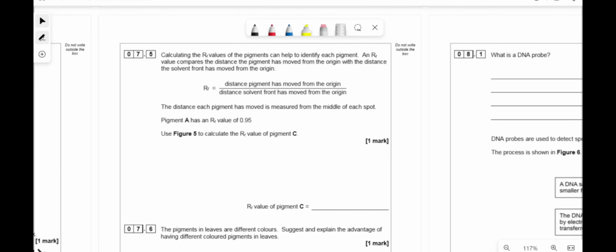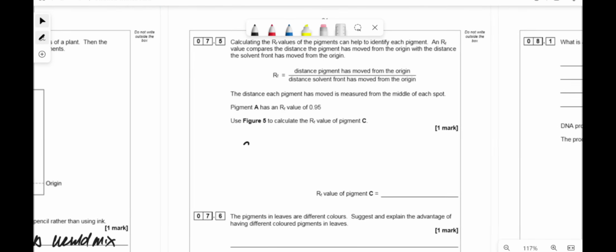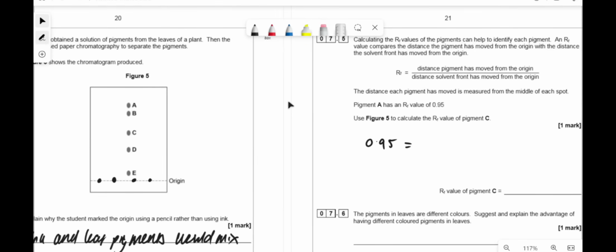Okay, so it says calculate the RF values of the pigments that can help identify each pigment. An RF value compares the distance the pigment has moved from the origin with the distance the solvent front has moved from the origin. So that's the formula there. The distance each pigment has moved is measured from the middle of each spot. Pigment A has an RF value of 0.95. Use figure 5 to calculate the RF value of pigment C. So I don't actually have a ruler, but basically they've told you that 0.95 equals the distance that the pigments move from the origin. So you're going to have to use your ruler and measure this distance from here to here. And I'm just going to call that distance A.